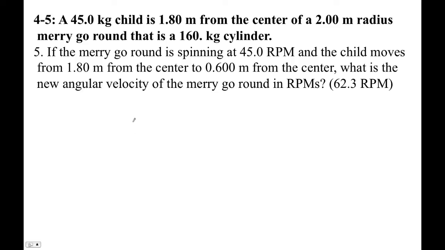Okay, so for this one, basically we're going to do conservation of angular momentum. Angular momentum L is I omega, right? And we're just going to say I1 omega 1 is I2 omega 2, right? Now we already figured out before the moment of inertia was 1/2 mr squared plus mr squared, which was, so this is the merry-go-round, this is the child, right?